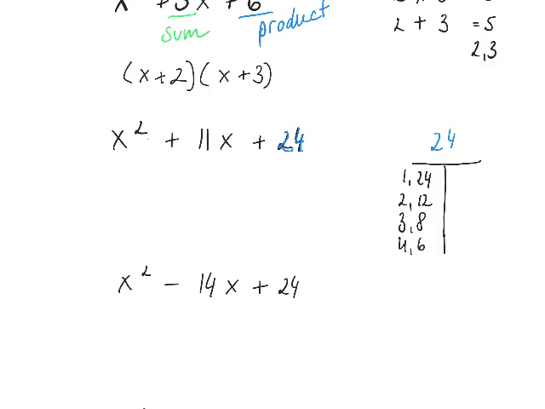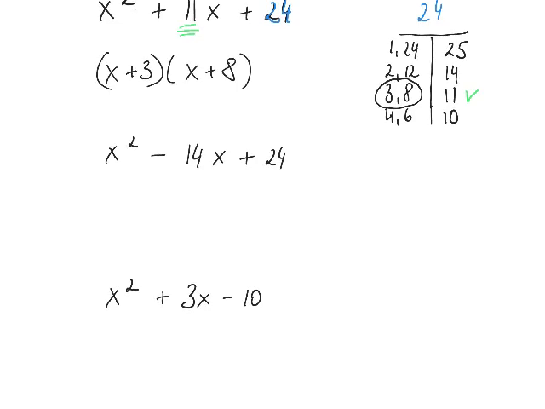And now we add them together. 1 and 24 gives me 25. 2 and 12 gives me 14, 3 and 8 gives me 11, and 4 and 6 gives me 10. And the number we are looking for is the 11, because that's the number here, our sum. Okay, so that means our two numbers are 3 and 8, and we can form the brackets. (x + 3)(x + 8).